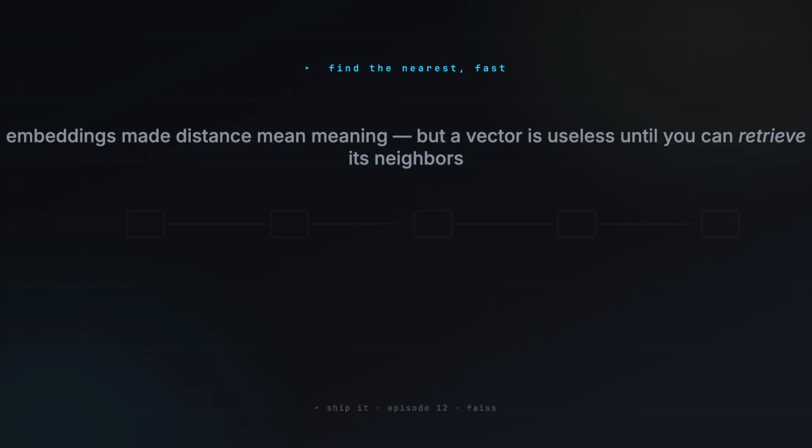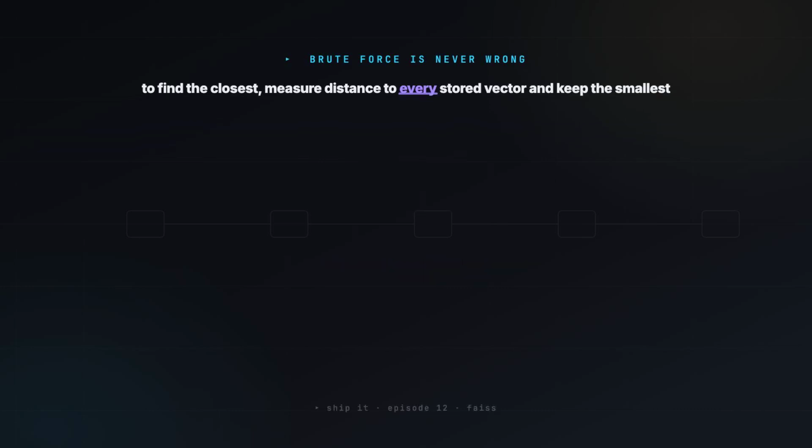Last episode, you turned text into embeddings, dense vectors where closeness means meaning, but a vector by itself answers nothing. The whole point is retrieval. So here's the question. Given one query vector and 10,000 stored ones, how do you find the nearest few, and find them fast enough that nobody waits?